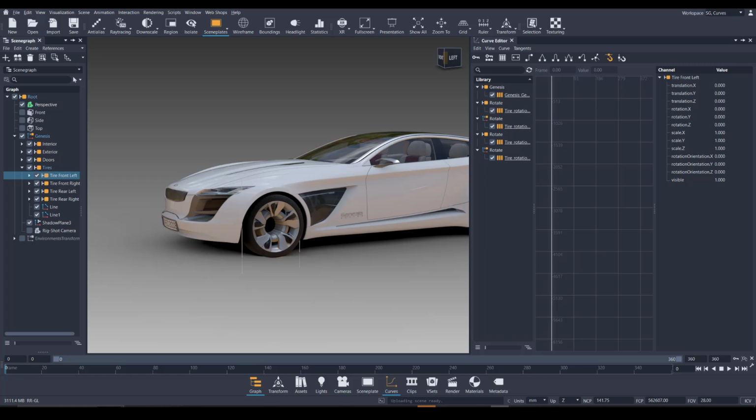In this video, I'll show you how to formulate the correct distance the car should drive with relation to the wheels rotating. But first we need to get the circumference of this wheel to plug it into a formula.